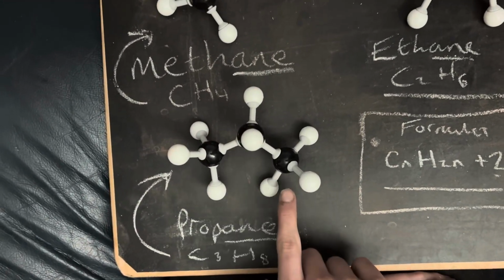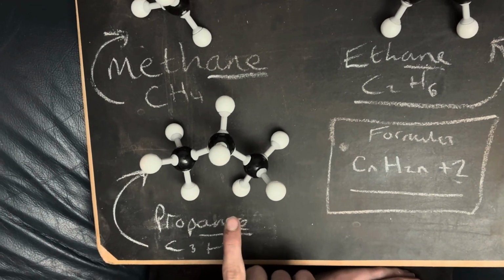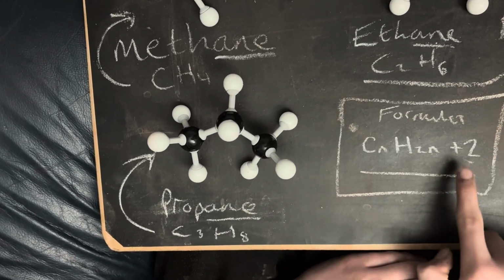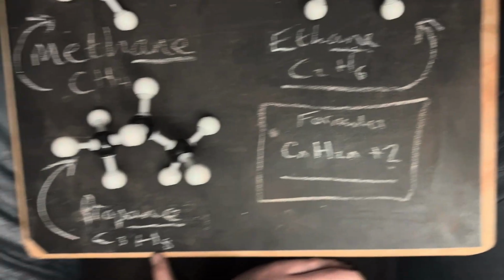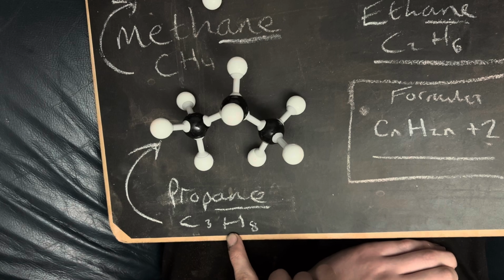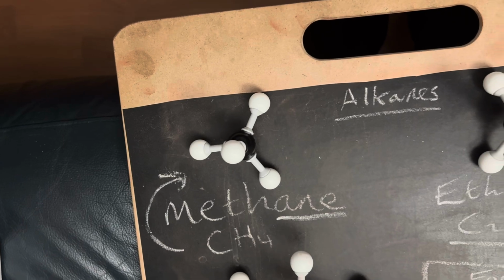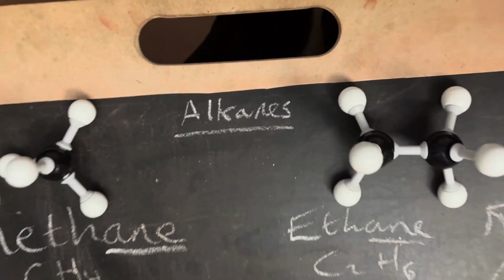This has 3 carbons, and 3 times 2, which gives you 6. 6 hydrogens plus 2 from your formula over here gives you H8. C3H8. That's your formula. This works for all alkanes, for example, ethane and methane. That is an example of an alkane.